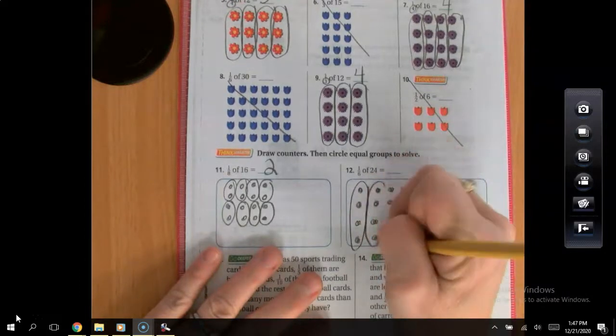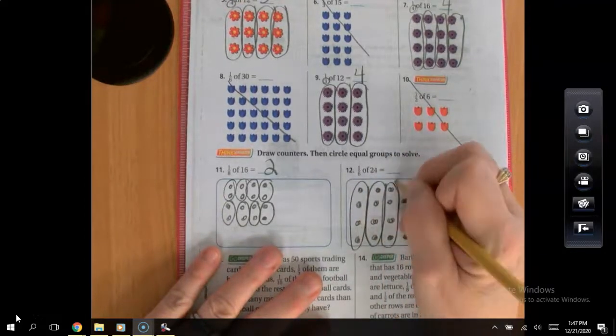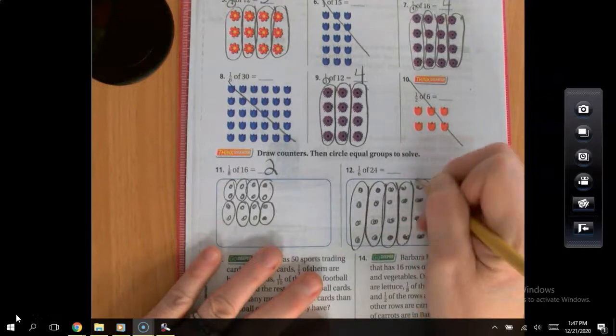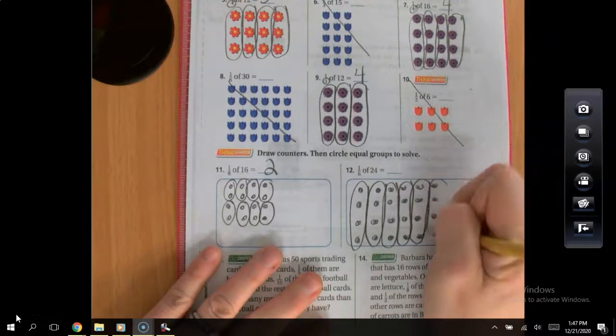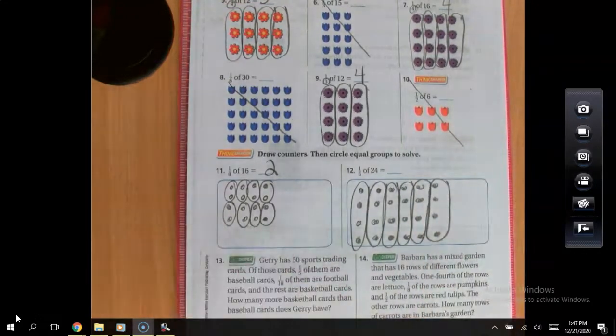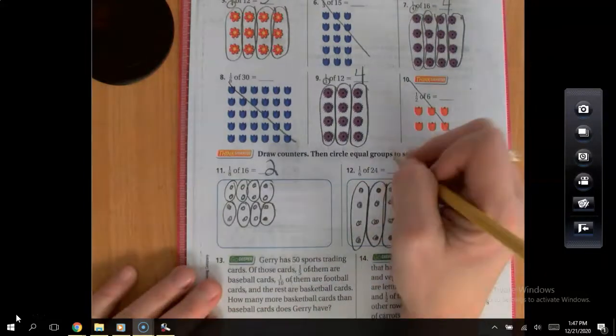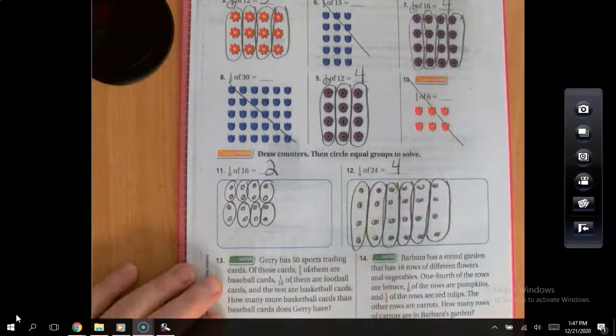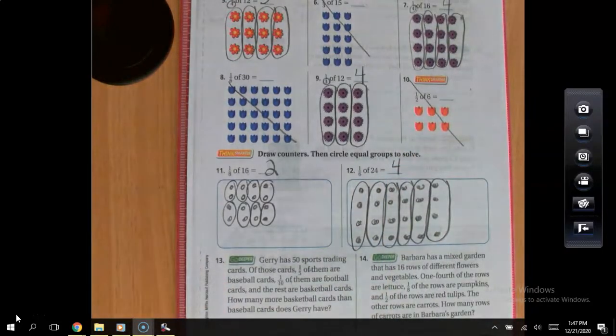1, 2, 3, 4, 5, 6. Boys and girls, how many do I have in each group? 4. Very good. There are 4 in each group.